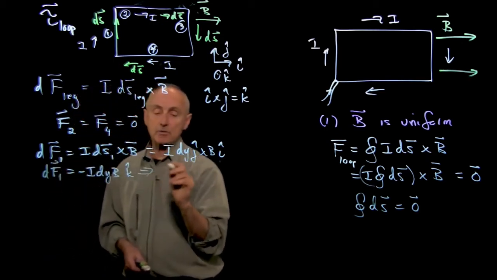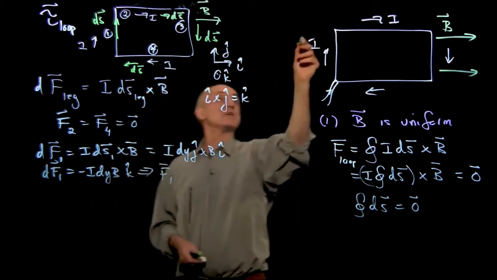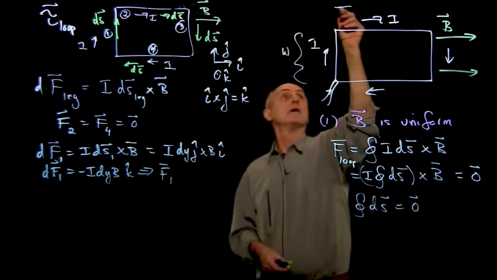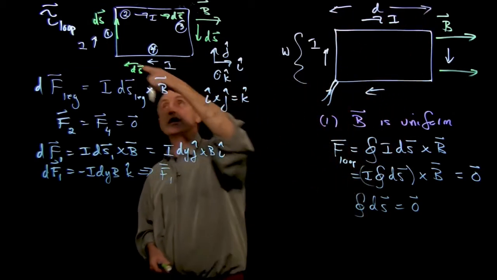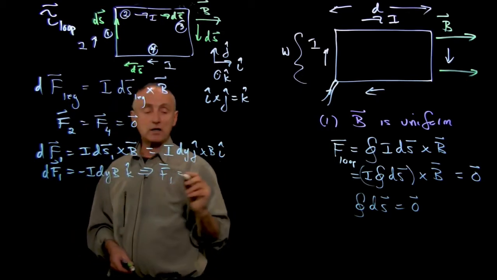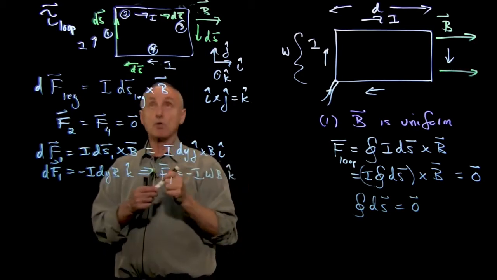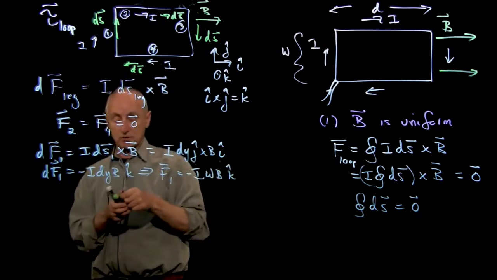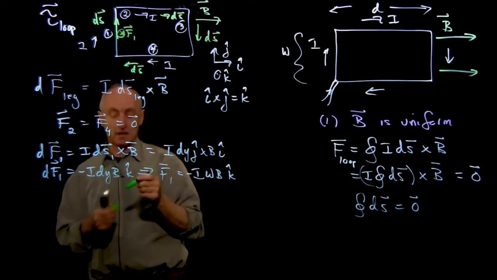And when I integrate that around the loop, around this leg, let's put some dimensions in here. We'll call this a width w, and here a length d. So I'm just integrating along this length. So it's just the integral of dy is minus I w B k hat. So on this leg, we have a force that's in the minus k hat direction. So we have that force F1.